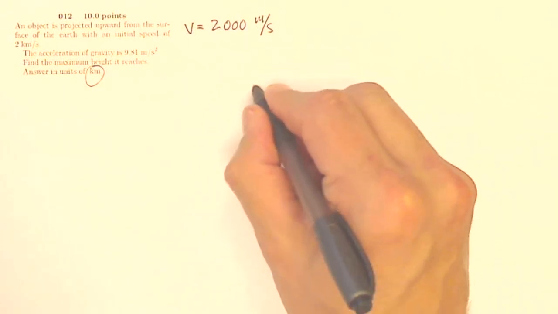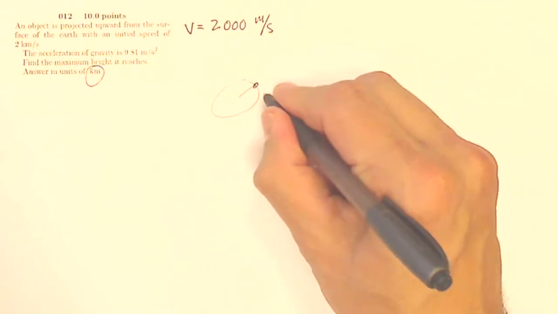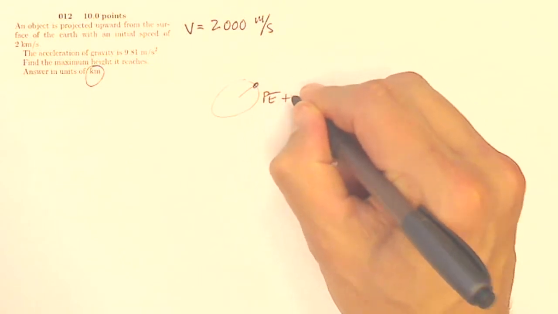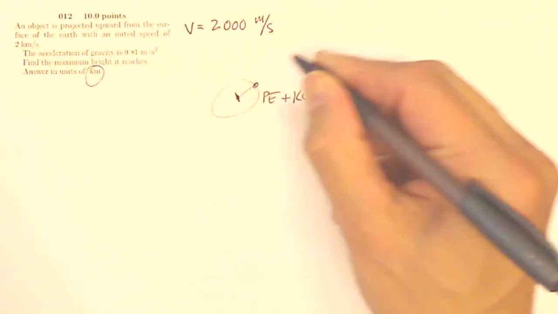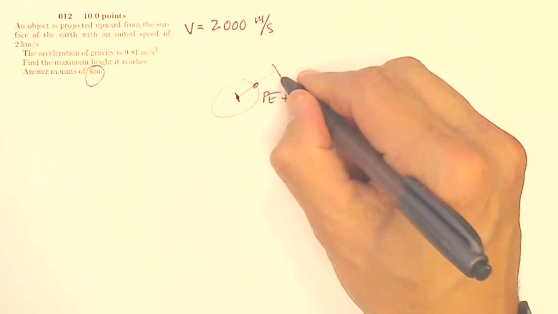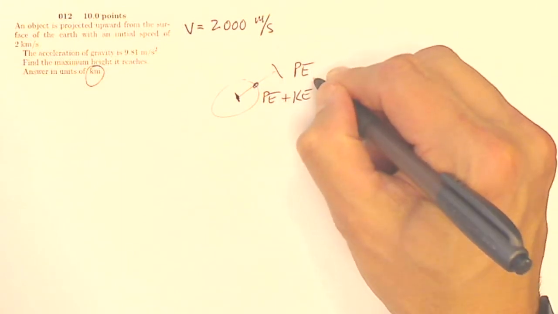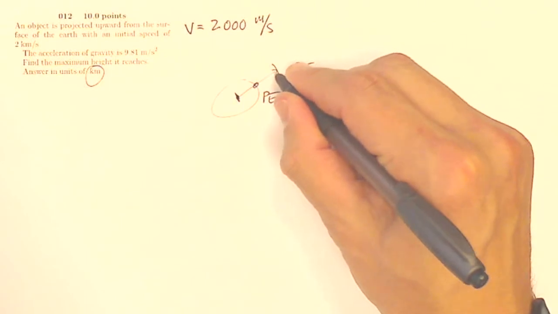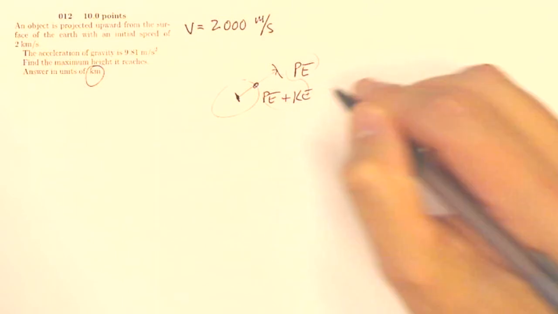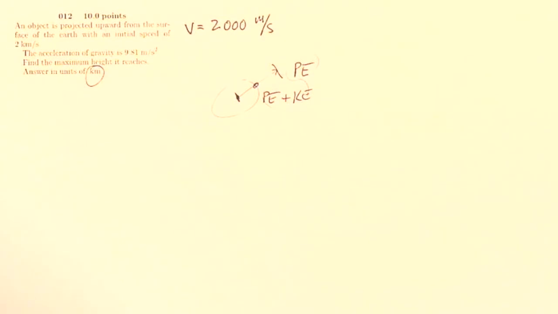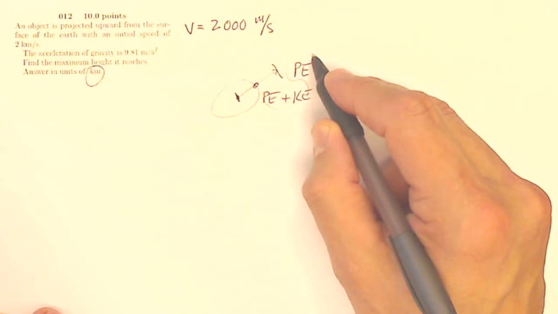So now I've got an object on the surface of the Earth, and at this point it's going to have some potential energy and some kinetic energy. Potential energy is based versus the center of the Earth. Then it's going to go up to some height, and up at that height it's going to have some potential energy, but it's not going to have any kinetic energy because at its highest point it's going to stop. And I know that this amount of energy and this amount of energy are going to be the same. So what I have to do is set these two energies equal to each other.